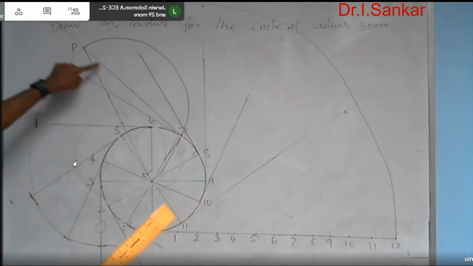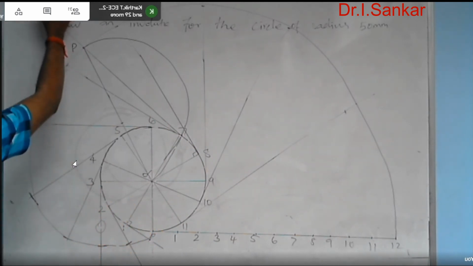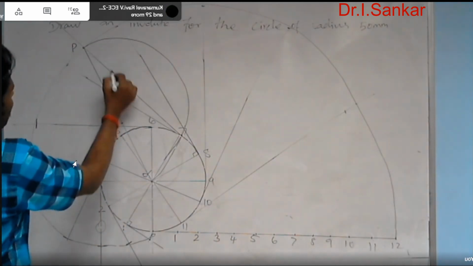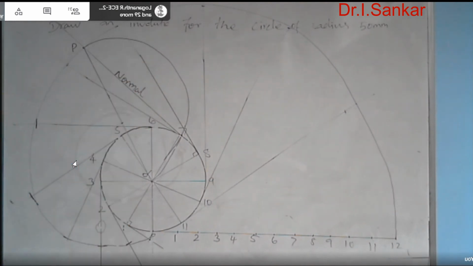This line is nothing but the normal line. The normal line for the curve. And what is actually tangent? The line which is perpendicular to the normal is nothing but the tangent.